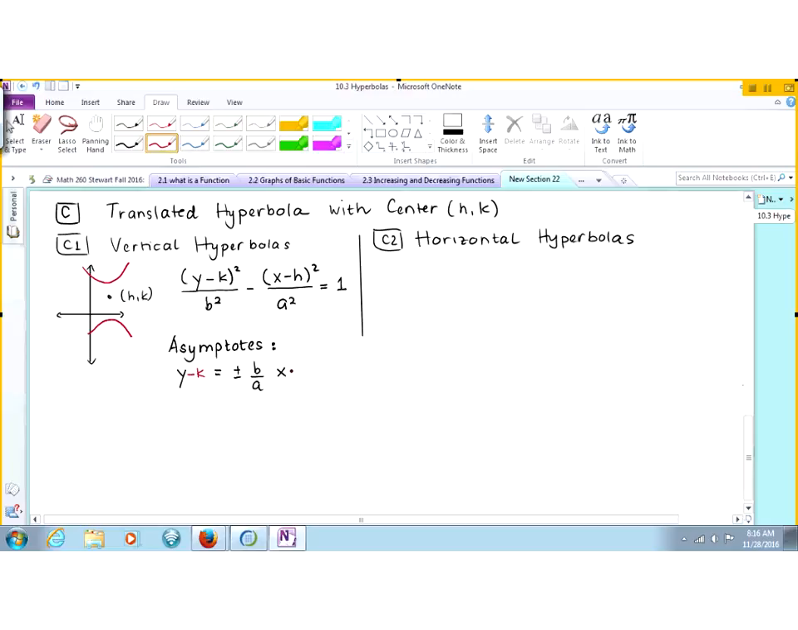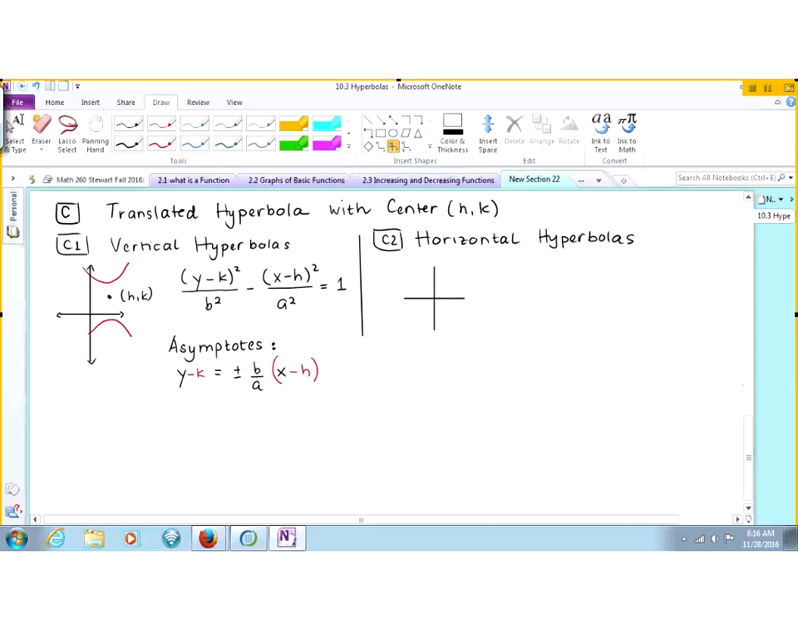So what's going to happen here? Y minus k, x minus h. Yes. So same thing. So the translation follows the equation. So you're translating everything h units horizontally and k units vertically, everything. All right. Now, that's vertical hyperbola.